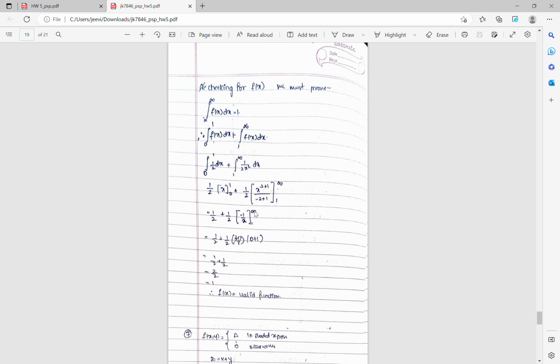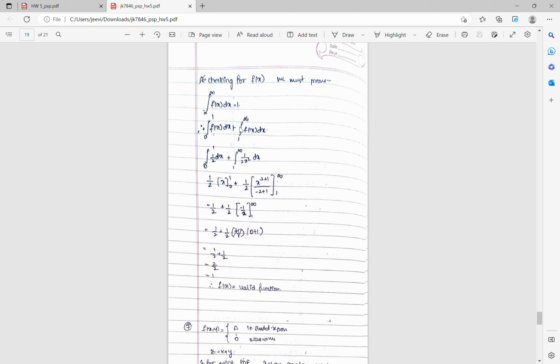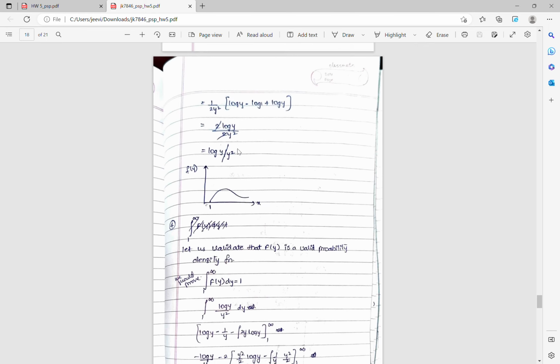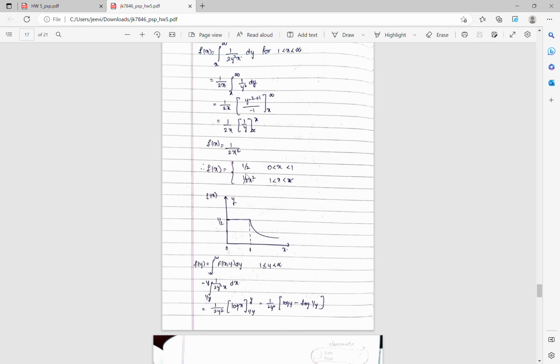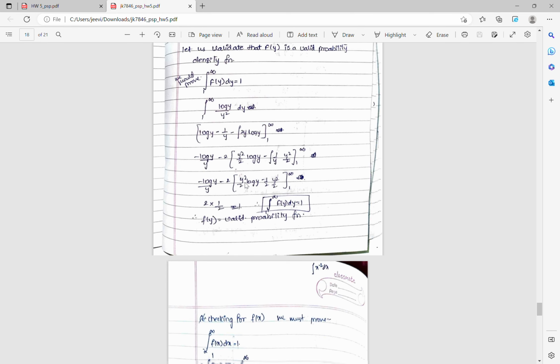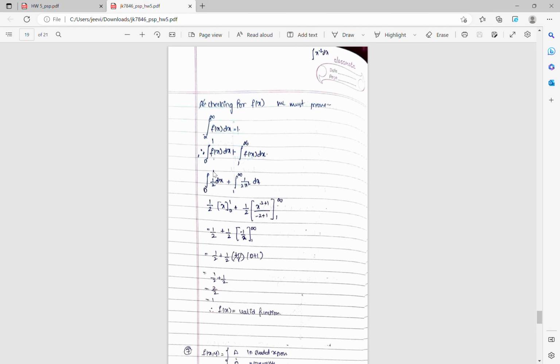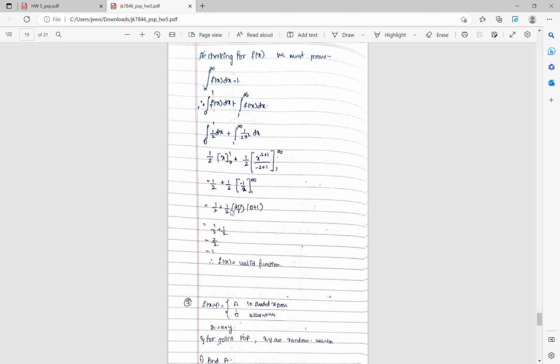Now similarly, let's check it for f of x. In the same way, we are supposed to prove that the value is equal to 1. For the integral in x, we have two intervals, from 0 to 1 and from 1 to infinity, and we substitute those values respectively, that is 1 by 2 and 1 by 2 into x square. So it will be the integral from 0 to 1 of 1 by 2 dx plus the integral from 1 to infinity of 1 by 2 x square dx. If we substitute that, we also get the answer equal to 1. Therefore, f of x is a valid density function.